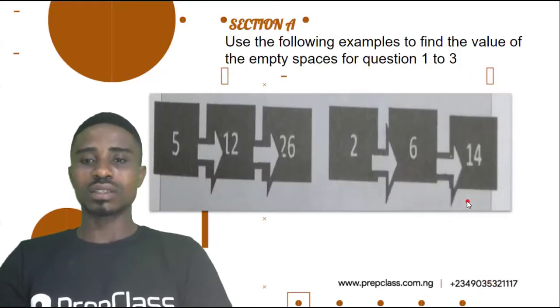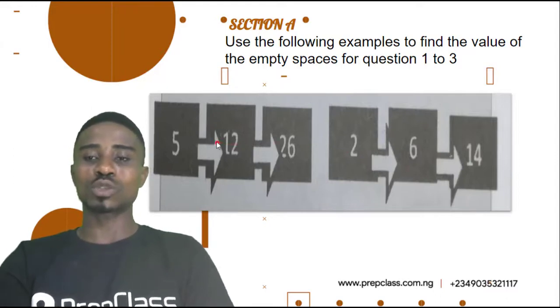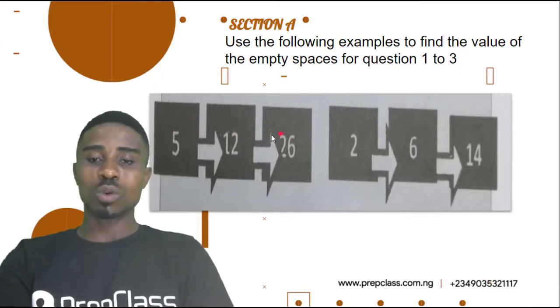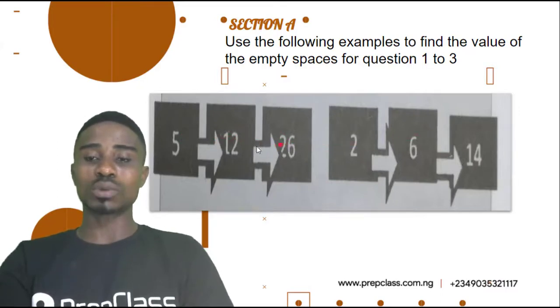Here is section A, and in section A, we'll be using these examples to solve questions 1 to 3. How do we go about this? We need to understand the relationship between each of these numbers to see what brought about the increment. Once we build an understanding of this, and it is true for both examples, then we can use that understanding in solving questions 1 to 3.